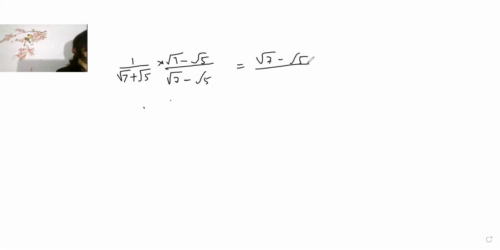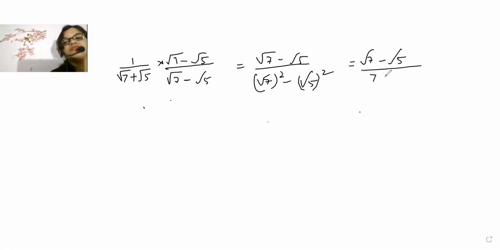So what are we going to do? Root 7 minus root 5. Now root 7 minus root 5 will be written as it is. Now down, A plus B into A minus B. The formula is correct, Darshini. You were correct that time, but that mistake was there. So now this one will become root 7 minus root 5 by 7 minus 5. So root 7 minus root 5 by 2.